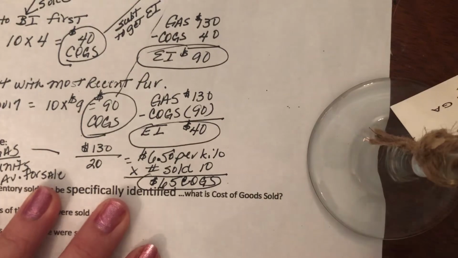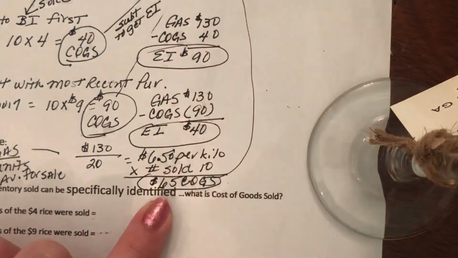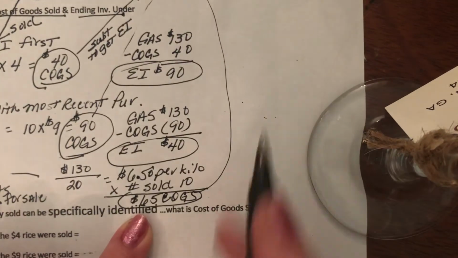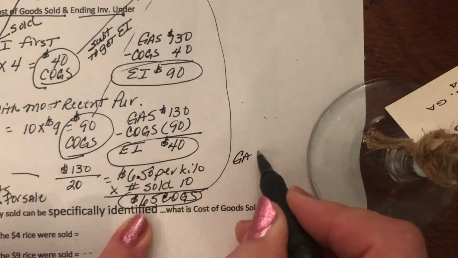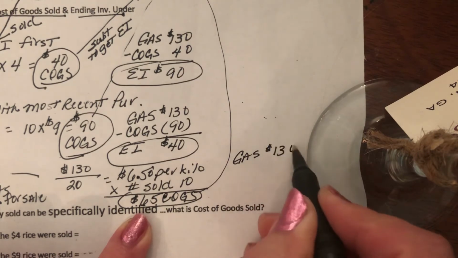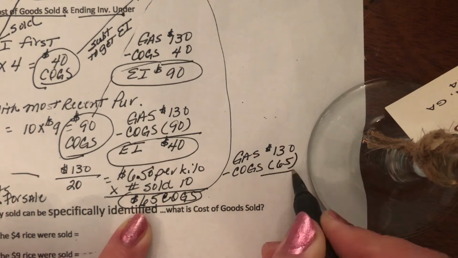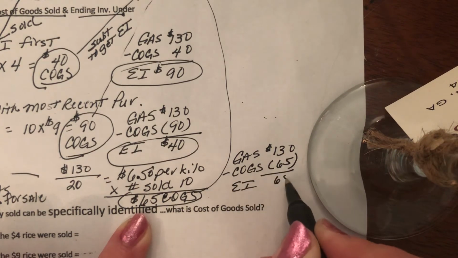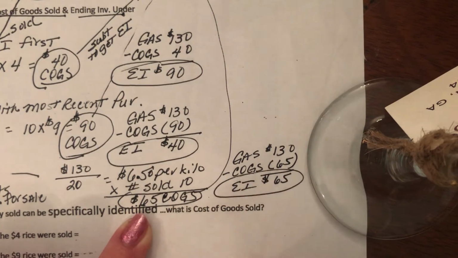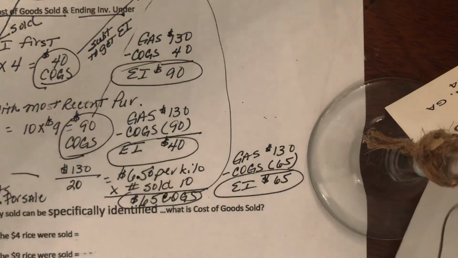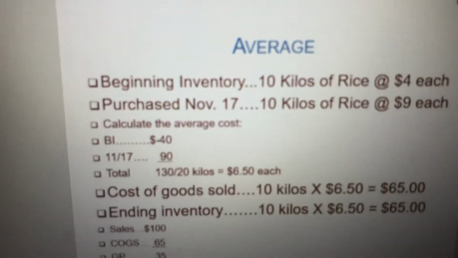Now, again, you want to subtract this number from your goods available for sale up here at the top. So let's just write it over. Goods available for sale was $130 minus our cost of goods sold, $65, means that ending inventory is $65. So we smoothed it out. We just smoothed out the differences here. It's a conservative approach. Answers are right here.